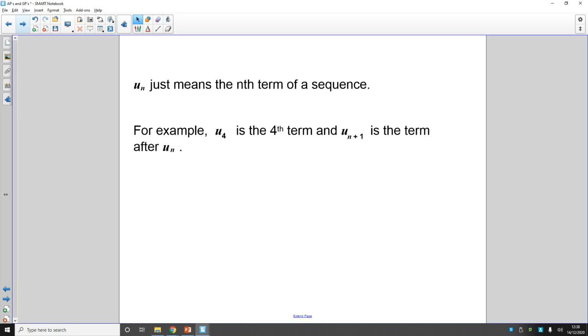So just a few notation points to start us off with here. U with a suffix n is the term that we would use to describe the nth term of a sequence. So if you see U with a suffix 4, it means it's the fourth term of a sequence. And U to the suffix of n plus 1 is the term that comes after the nth term.